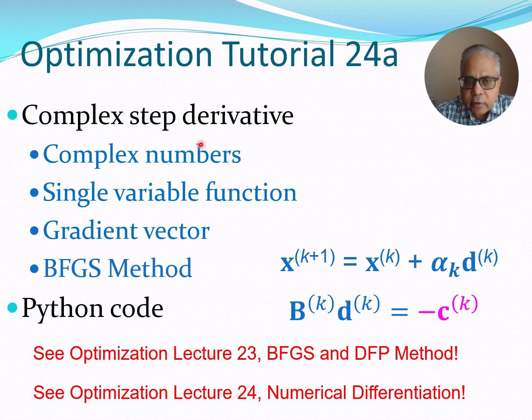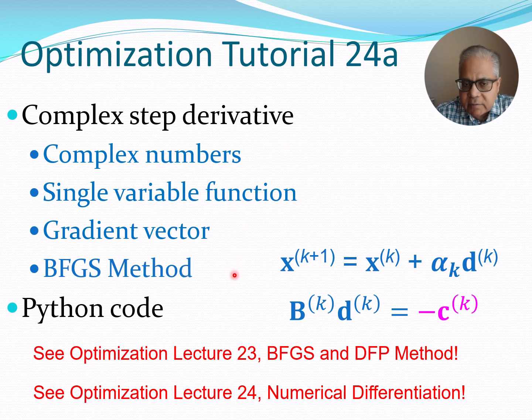So today we are going to discuss the complex step derivative. This method is based on using complex numbers. First, we are going to show this method for a single variable function. Then we are going to demonstrate it for a multivariable function where we are going to calculate the gradient vector. Finally, we are going to solve a simple optimization problem using the BFGS method and the complex step derivative gradient.